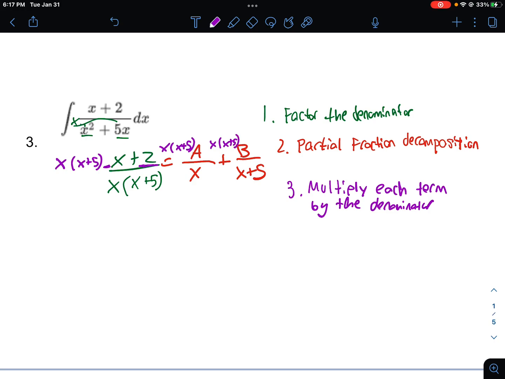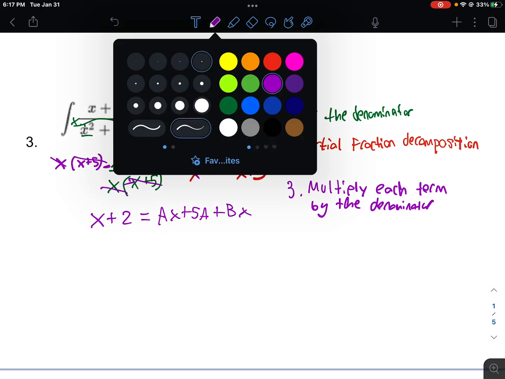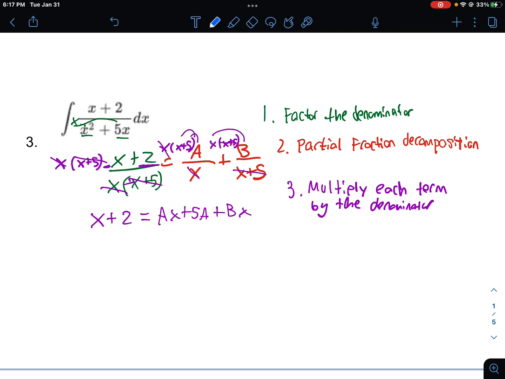When we do this, what's going to happen is our x's cancel, our x plus 5's cancel, and we're left with x plus 2 on the left-hand side of the equation. On the right-hand side, x is going to cancel in this equation, and then we're going to distribute a, and we're going to get ax plus 5a. And in this case, we're going to cancel out the x plus 5, so we're just going to be left with bx. Okay. Now, what we're going to do is group our like terms together, so it's a little bit easier for us to see.